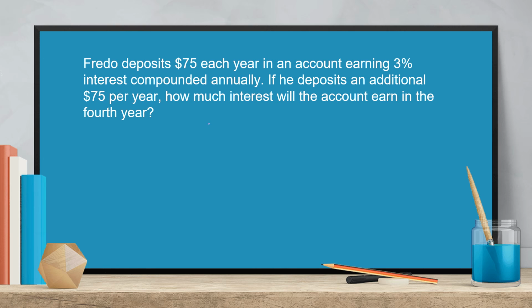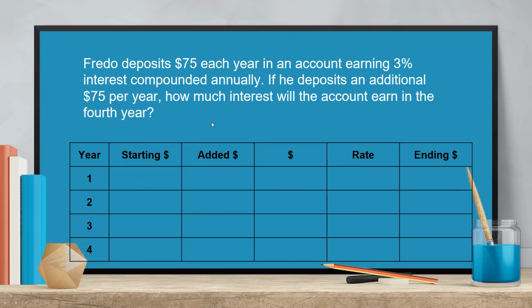All right, we get to a fancy table again, and I've kindly given myself a table. So let's look through this table. The starting money we start with is 0. The first year, nothing. We add $75. So our total is $75.